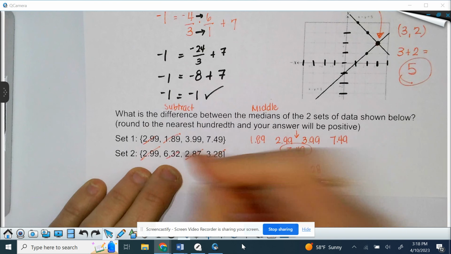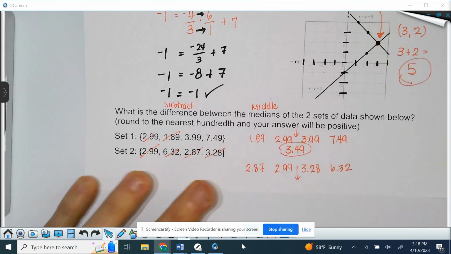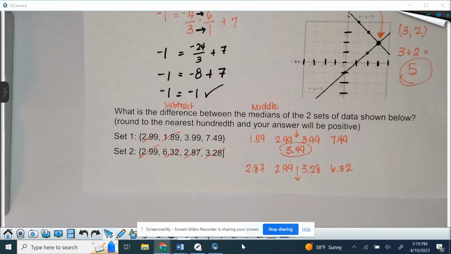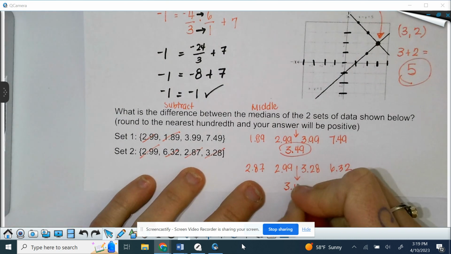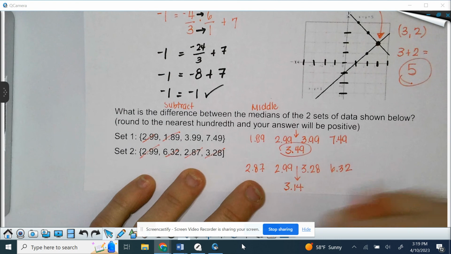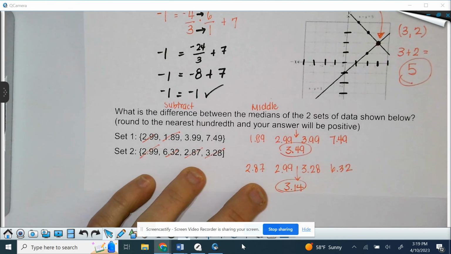And then $6.32. Again, your median is in the middle of that $2.99 and $3.28. So we're going to add that $2.99 to the $3.28 and divide by 2. And that's going to be $3.14. And then the difference in those two, we're going to subtract them. Looks like it should be 35. It's 35 cents. Perfect.